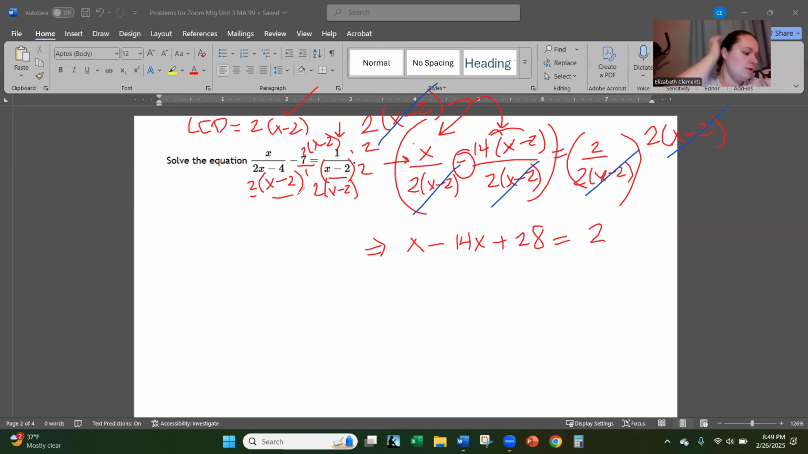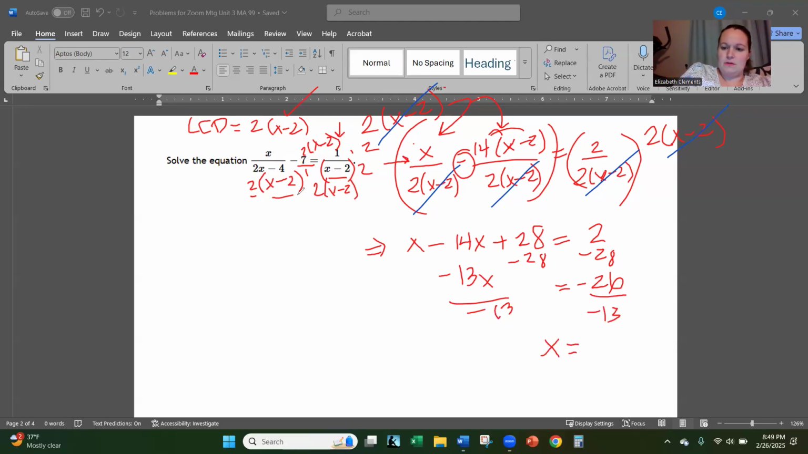Now we're going to simplify. We have this x minus 14x, and we get negative 13x. We're going to minus our 28, equals negative 26. I'm going to divide by my negative 13. We have x equals 2. So we think we're done. We think that's great. You always have to check your answer.